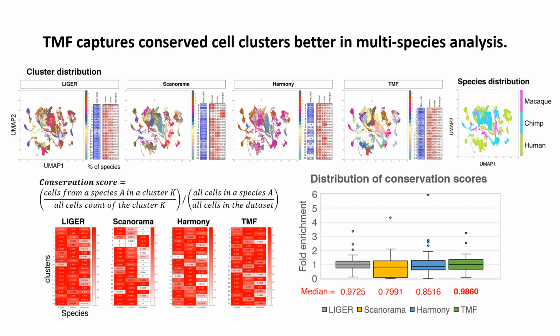Next, we analyzed the clustering results of TMF and other algorithms from the multi-species dataset, which represents different stages of differentiating brain organoids. Since our expectation for a good integration in the multi-species analysis was to find conserved cell clusters that comprise the same types of cells from multiple species, we observed the species composition of cell clusters. Because the total number of cells for a species varies in the dataset, we defined the conservation score for a systematic comparison, which is basically a fold enrichment score of species-specific cells in a cluster. We calculated the conservation score for each clustering solution from different algorithms, and the distribution of the scores shows that TMF captures the conserved cell clusters better compared to the other algorithms.